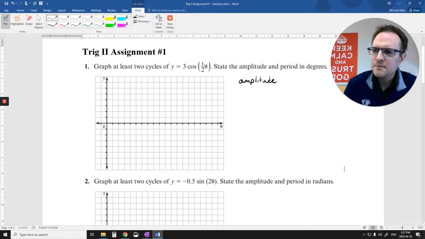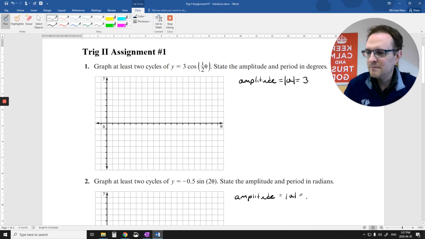What we know about this is that the amplitude is the A value, so that means this amplitude is 3. Remember, the amplitude is always a positive number. So it's probably better to write the absolute value of A rather than just A, so that this one is 0.5 and not negative 0.5, like the A value says.